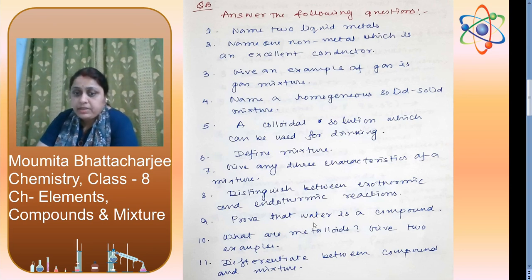Next one, we cannot separate the components like hydrogen and oxygen from water by any physical means like boiling or evaporation. By chemical means, like if you pass electric current through water, it will dissociate or decompose to form hydrogen and oxygen. Next, you can say after the formation of water, the original properties of hydrogen and oxygen are not remaining, they are changing. Next one, question number 10, what are metalloids? Give two examples. Metalloids are the substances which have the properties of metals also and the properties of non-metals also. We can give arsenic, antimony, bismuth, etc.